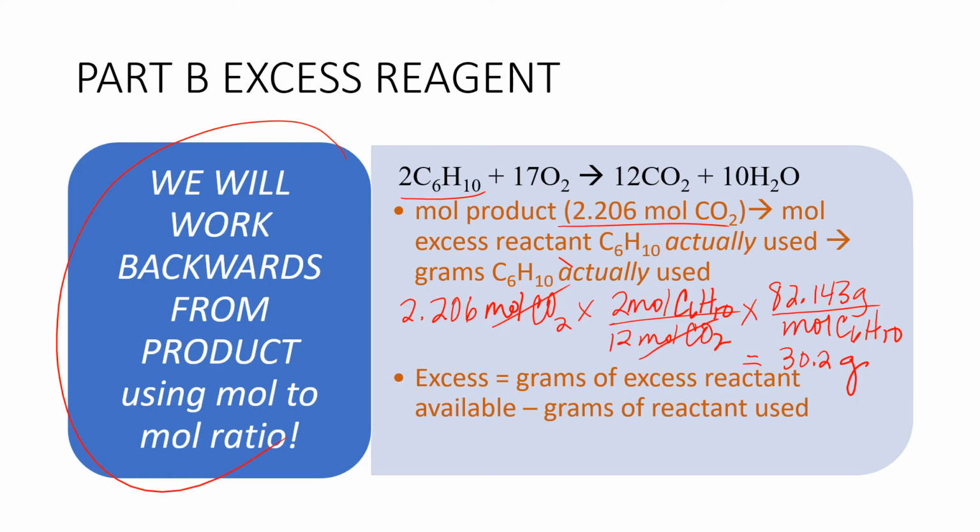How much did we actually have of C6H10 to react? Well, you may recall that we had 40 grams. So we're going to take our 40 grams of C6H10 and subtract the 30.2 that we actually genuinely needed to use for this reaction. And we're going to find out that therefore we have 9.8 grams of C6H10 that should be left over.